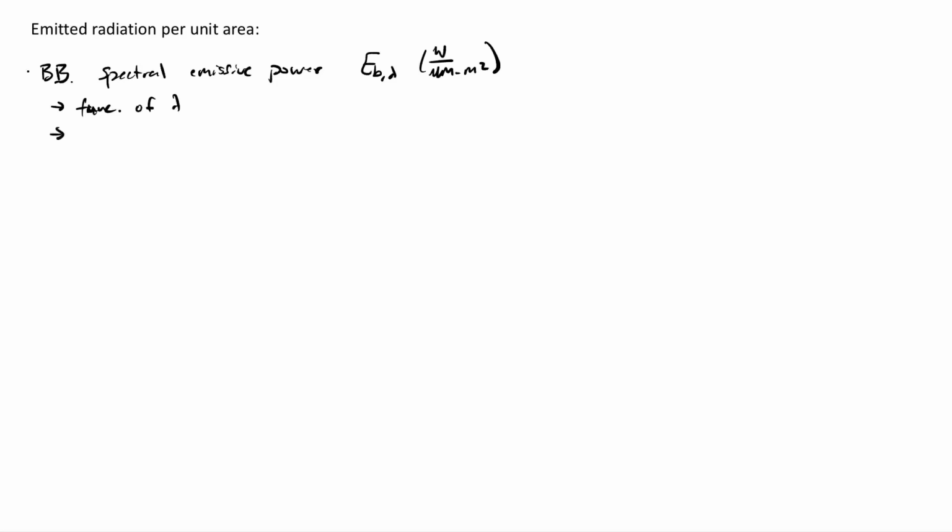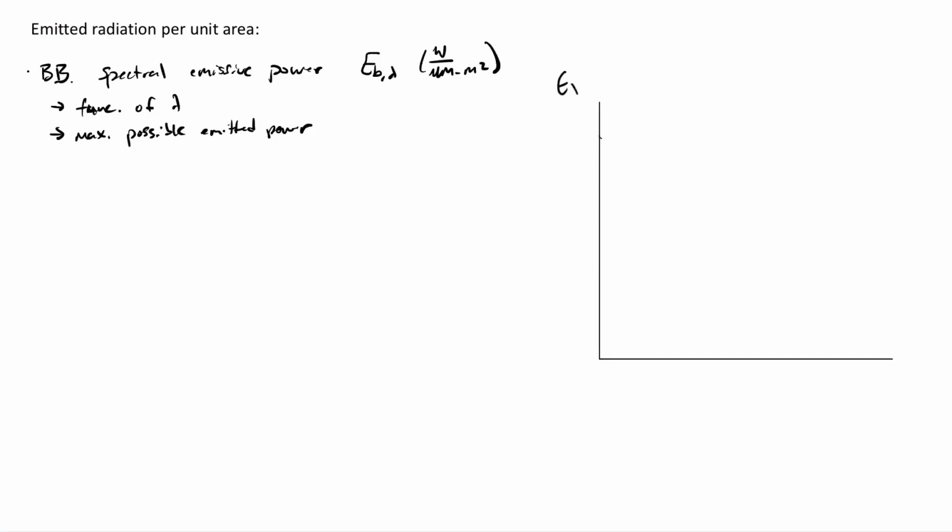It is the maximum possible emitted power at a given wavelength. So actually what I want to do over here is just plot some of this stuff out as we're doing it. Here we're going to plot some emitted power, E lambda, and here we're going to plot wavelength on the x-axis.